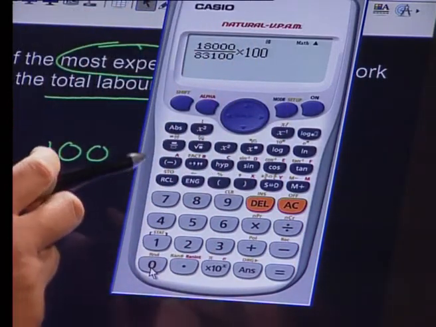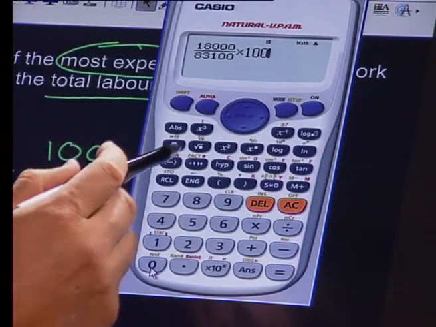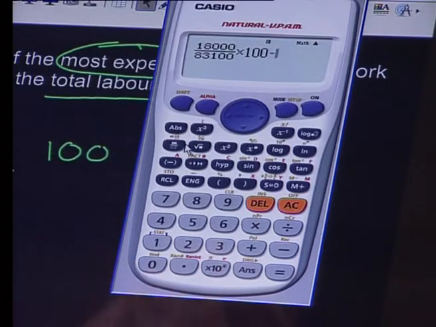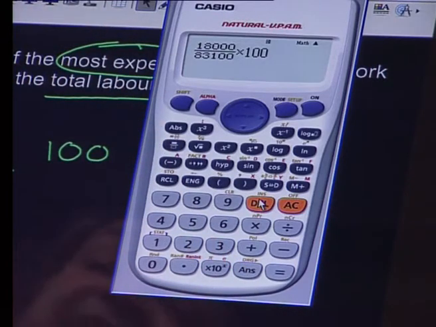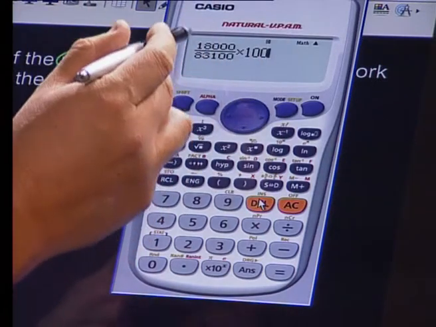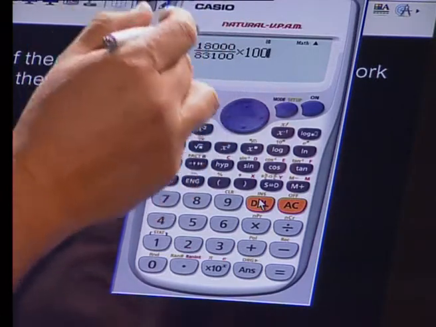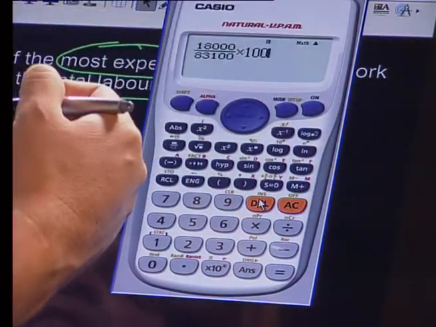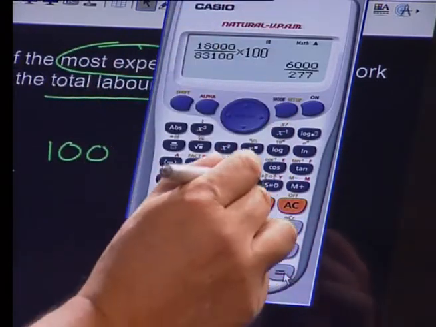Okay, now I want to show you this calculator quickly. What I used here was the fraction button. Now, if your calculator doesn't have this fraction button, that's okay, all right? What you could then do is say 18,000 divided by 83,100 times 100, because 18,000 over 83,100 actually means 18,000 divided by 83,100. Are we clear on that?